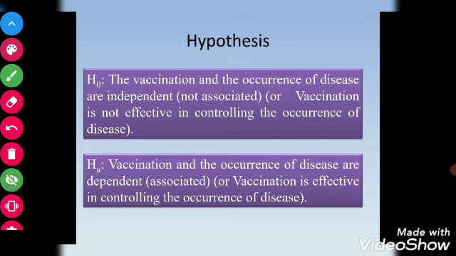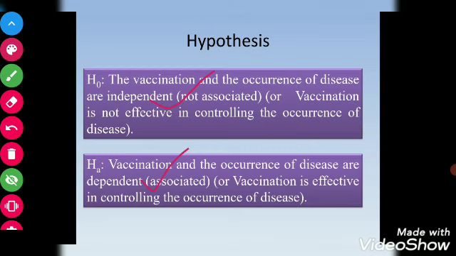Now what will be your null hypothesis? The null hypothesis is that the vaccination and occurrence of disease are independent. That means there is no effect of vaccination on occurrence of disease, or the vaccine is not effective in controlling the occurrence of disease. Whereas the alternate hypothesis is that vaccination and occurrence of disease are dependent. That means vaccination is affecting, controlling the occurrence of disease. So this is your hypothesis.